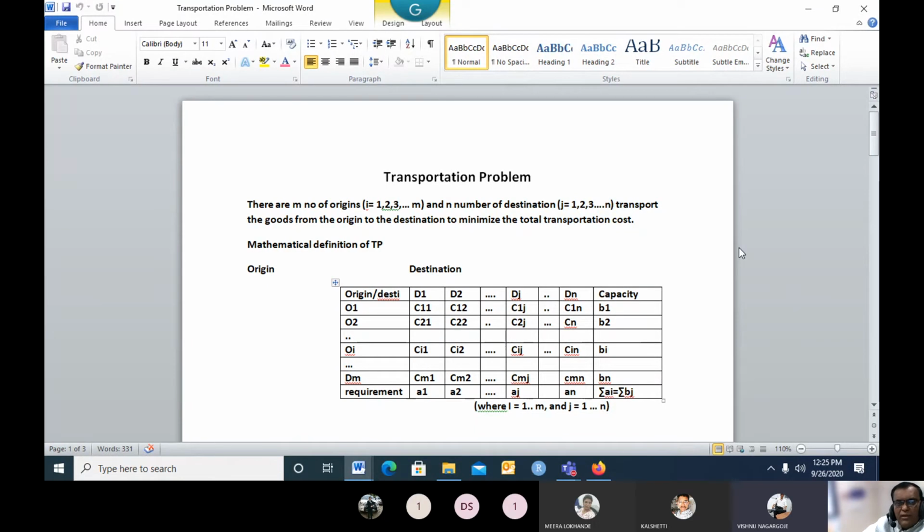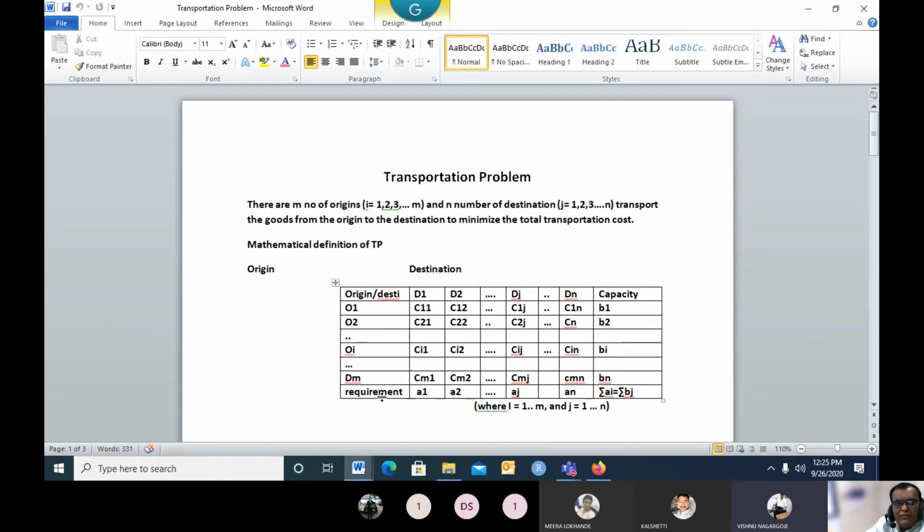Whenever you transport, at the same time you have to keep in mind the capacity of the origin and the requirement of the destination. That means the capacity of a warehouse and the requirement of a factory have to be considered. The capacity and requirement of origin and destination, or the capacity of factory and warehouse, must be equal. No excess material is to be transported, or no less material is stored in a company or warehouse. That is why here the summation of Ai is equal to the summation of Bj.